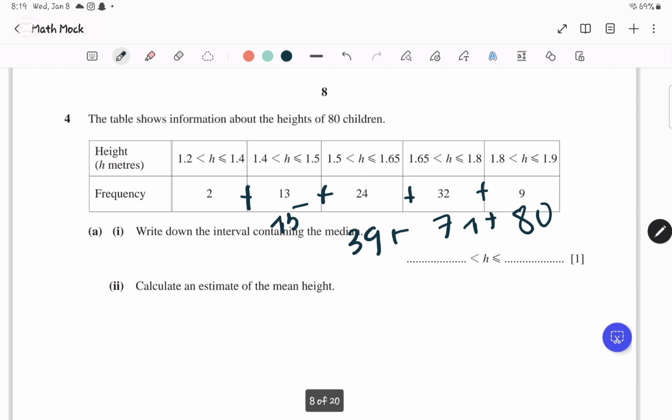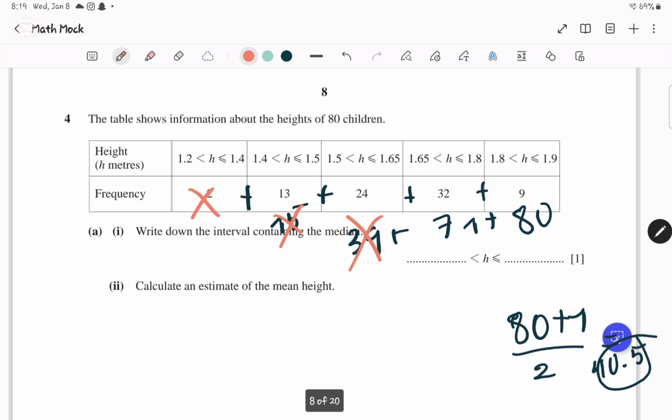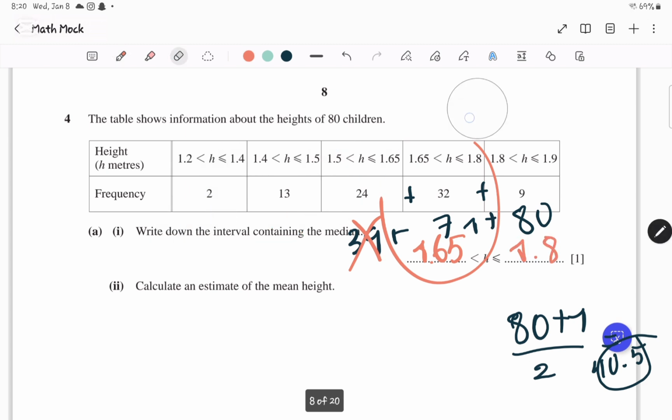Now, usually what we do in a format like this is we take 80, add 1 to get 81, and divide it by 2. So it becomes 81 divided by 2, which is 40.5. Okay, so we need to find the interval in which 40.5 can be found. So 2 cannot contain 40.5, neither can 15, nor 39, but 71 definitely can contain 40.5. So that means the median interval is between 1.65 and 1.8.